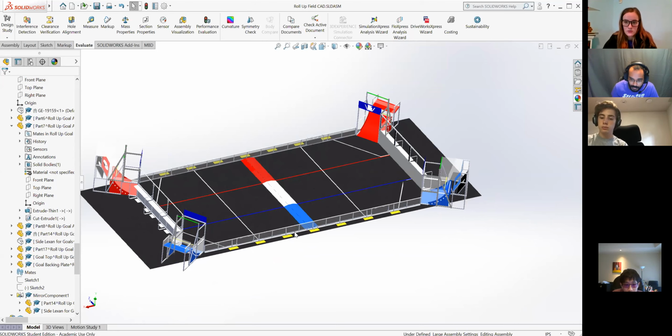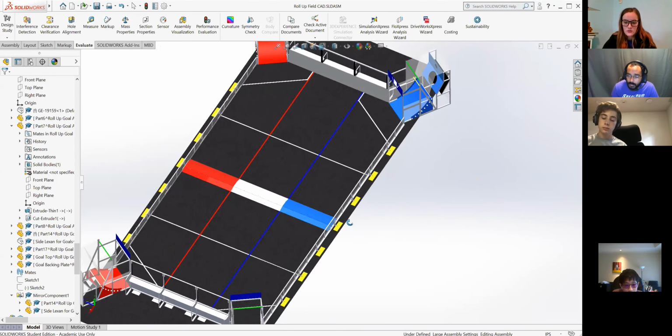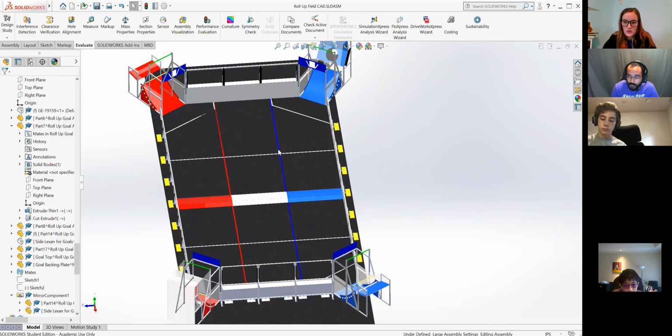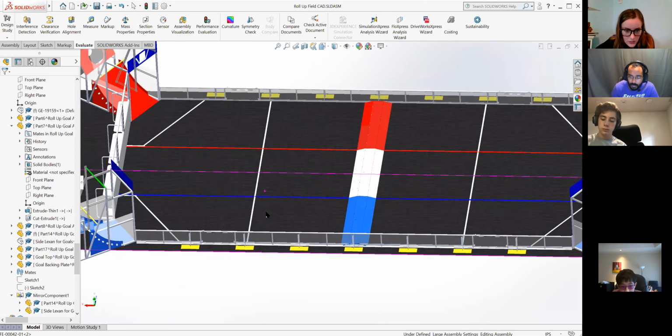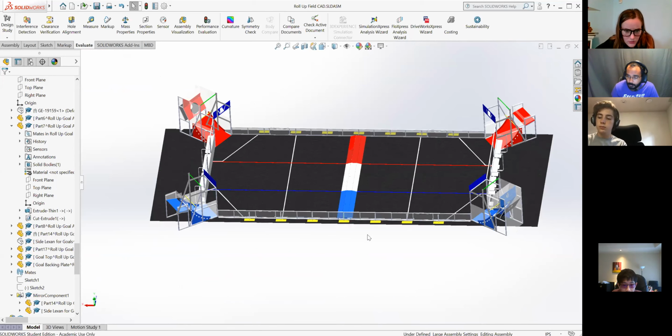Autonomous is 15 seconds with drivers not touching the controls. The goal of autonomous is basically to have your robot score balls. Points are roughly doubled, but there's some special point things that we'll get to when we get through the manual in autonomous mode.